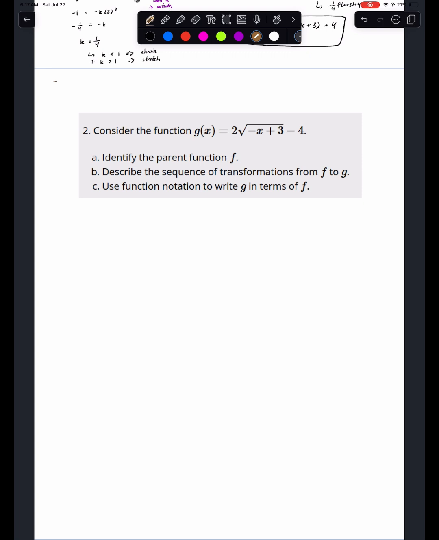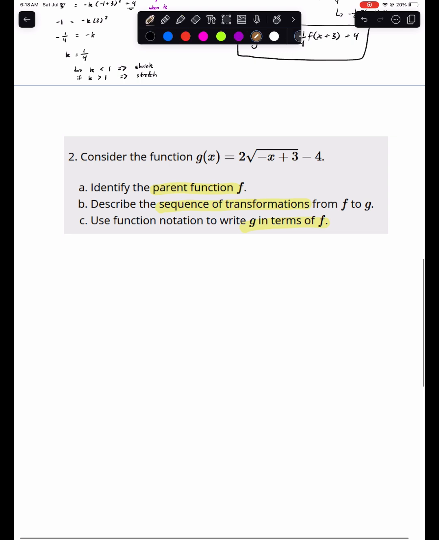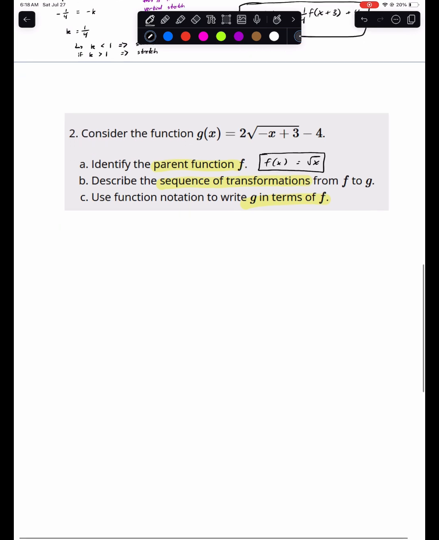All right, so for question 4, or I guess 2, right? We have another function to consider, and we need a parent function, a sequence of transformations, and we need to write g in terms of f. So for part A, most of the time a parent function is x to some power. The square root is present, so I'm going to assume it's the 1/2 power, or just square root. And if you remember your parent functions, square root x is indeed a parent function.